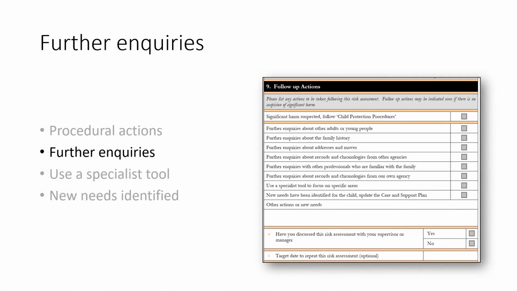As Risk 2 is completed, several questions are asked. If you are uncertain about that area of family life, you may need to make further inquiries. Examples include other adults or children who may live at the address, more information about the family history, where the family have moved from, records, chronologies, or information from professionals from other agencies, or to check the records or chronologies from your own agency.